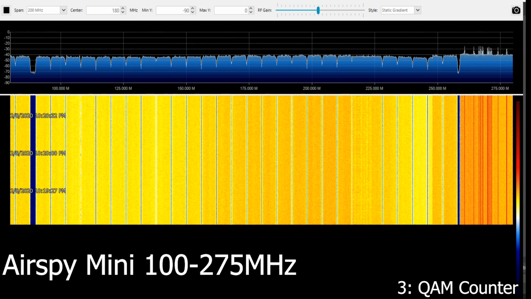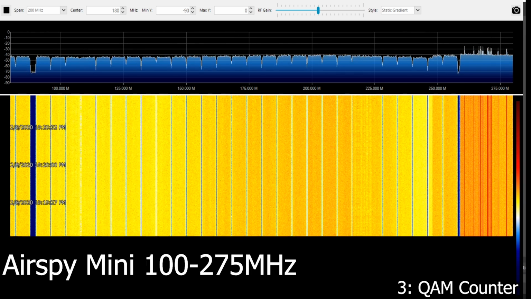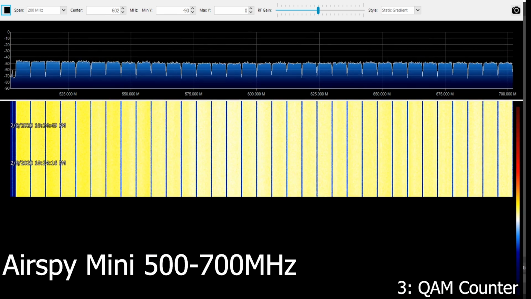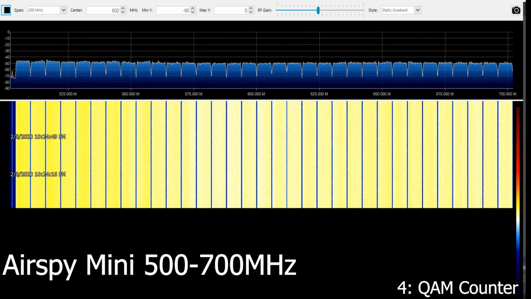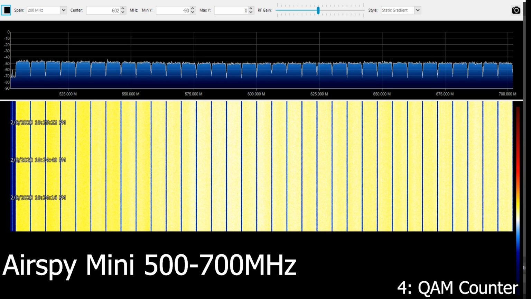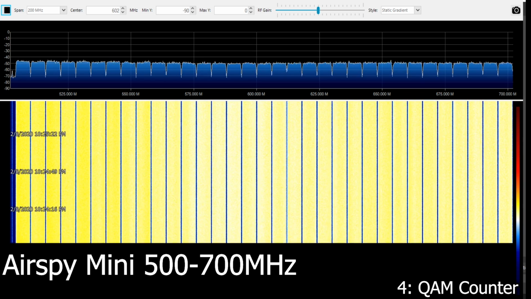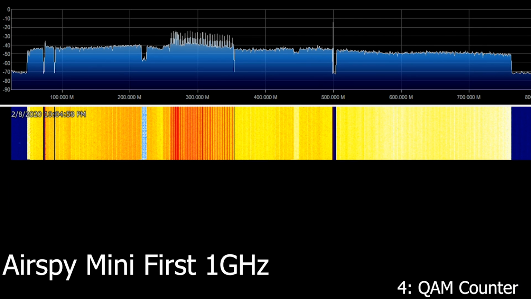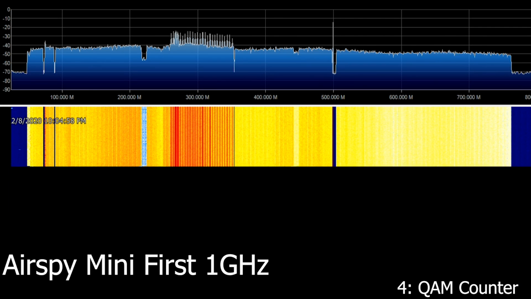From here, we also are going to see a few more of these. If we go to 503 to 700 MHz, I'm seeing roughly 33 QAM 256 channels. And again, I do believe these are additional downstream channels for other cable modems on the network. From here, we're looking at a big swath of bandwidth. This is the first 1 GHz of spectrum on my cable modem.